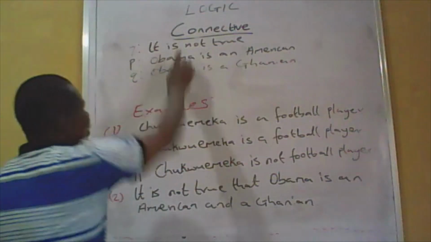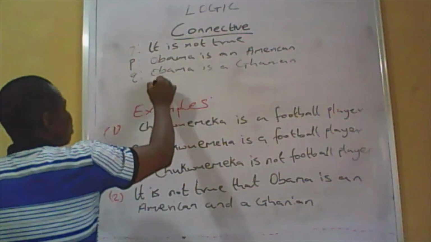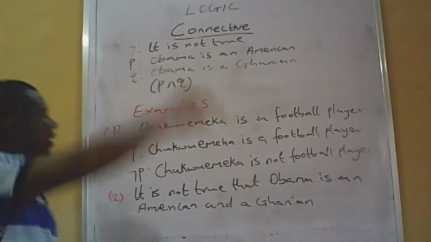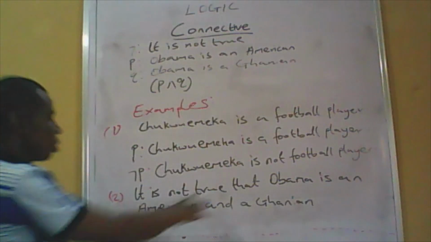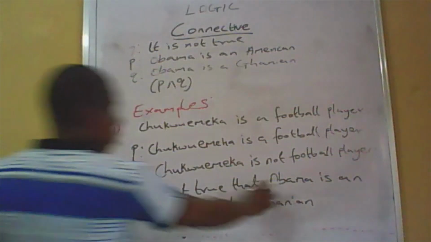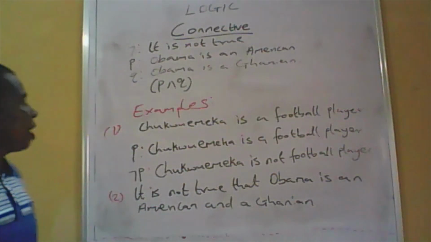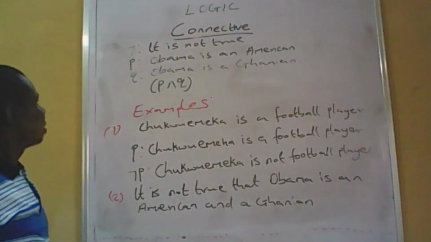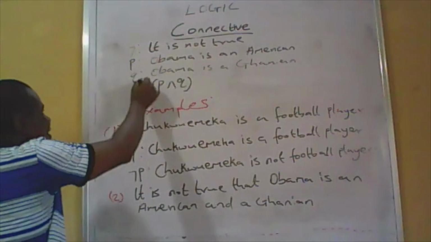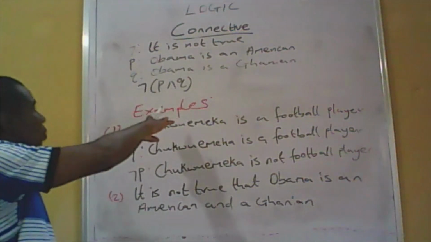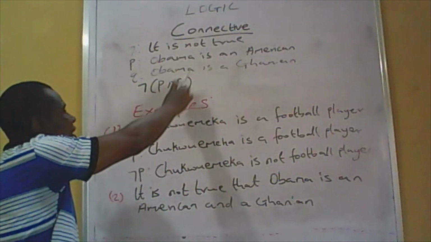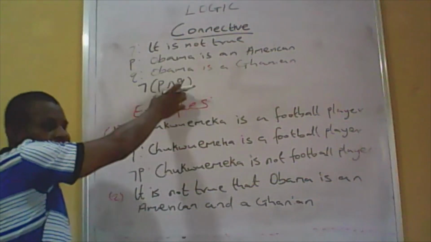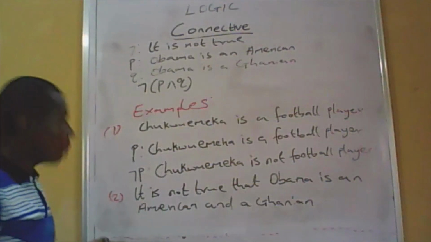Now we can symbolize these two by saying P and Q: Obama is an American and Obama is a Ghanaian. We have used our normal variables to denote the component statements. But he said that it is not true, so you write it as a negation. It has already negated it: it's not true that Obama is an American and Obama is a Ghanaian. You can see that this negation has made the statement false if it is true that Obama is an American and a Ghanaian. If it is false, this has made it true. So this is all about connectives.